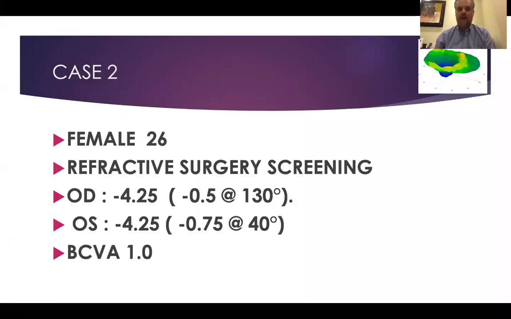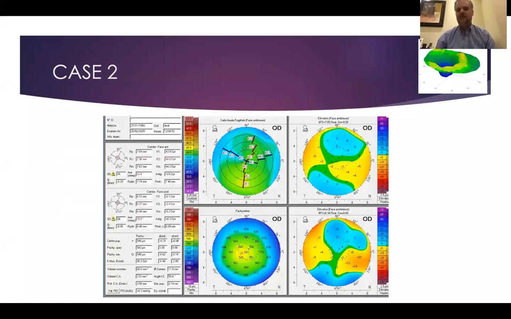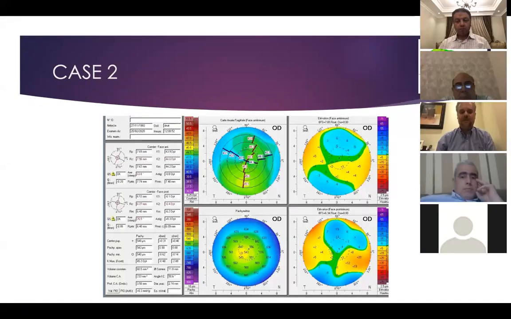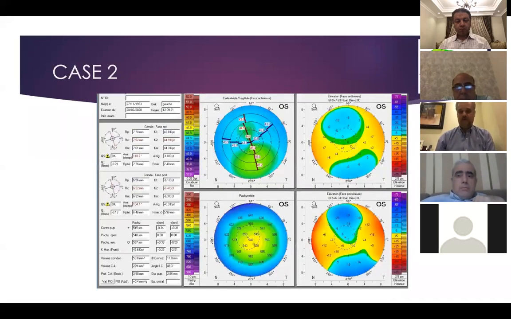We have another case, a female, 26 years old, for refractive surgery, -4 in both eyes, with a very good best corrected visual acuity. And in this case, it's a little bit the same. So we have this map in the right eye, and this map in the left eye.